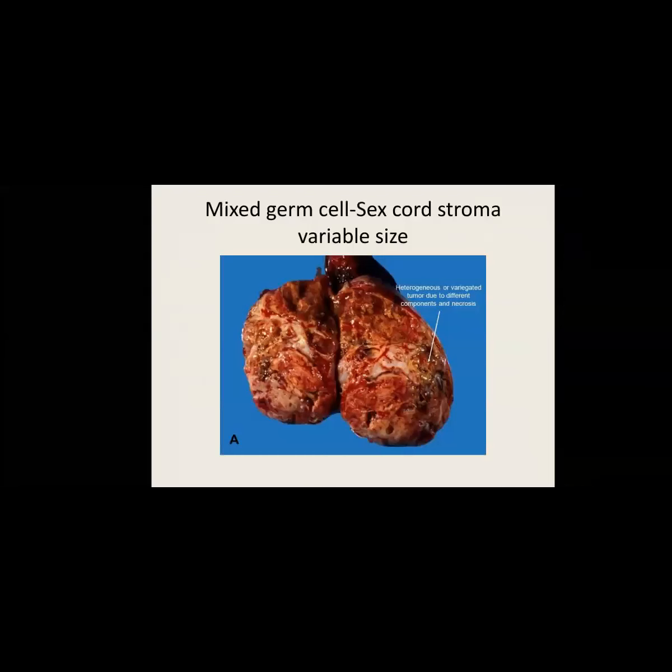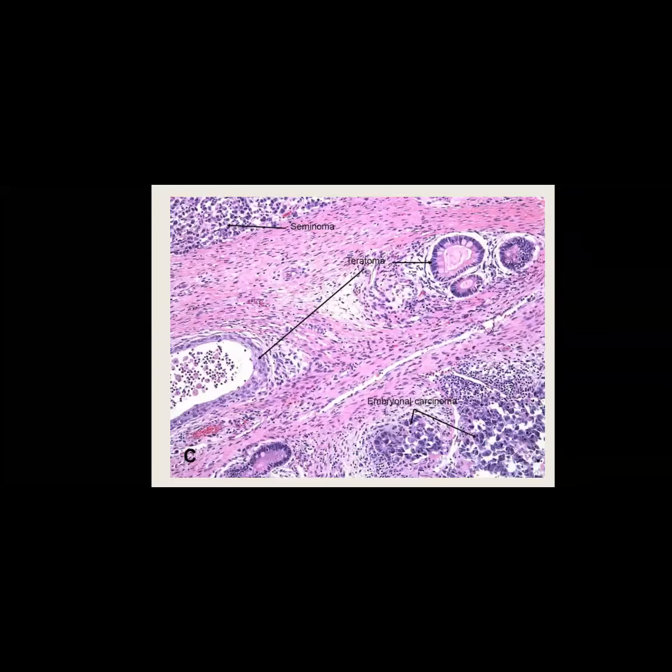How will it appear? It will appear in variable size and hemorrhagic. This will be a heterogeneous appearance on gross, the mixed sex cord and germ cell tumors. On light microscopy, what do you expect? It is a mixed tumor, so you should expect varieties of tumors here.